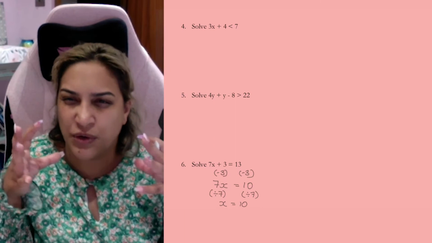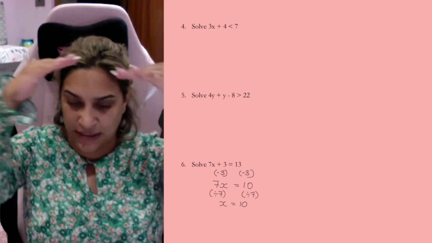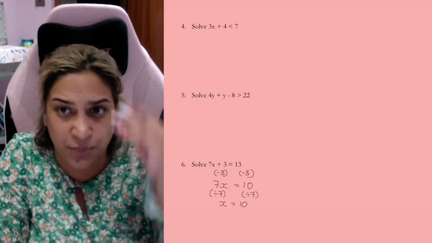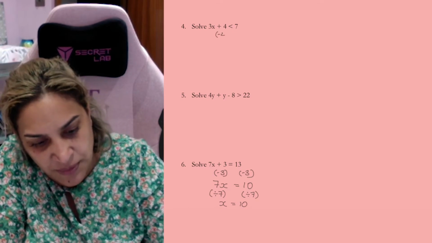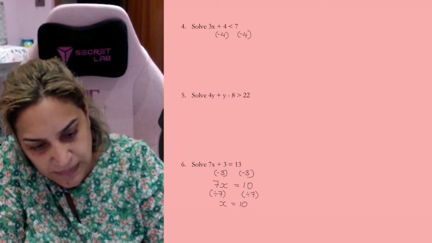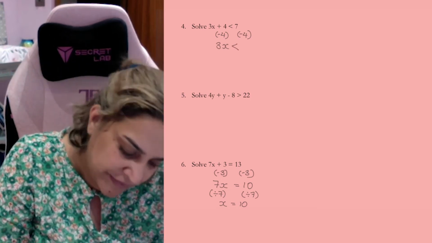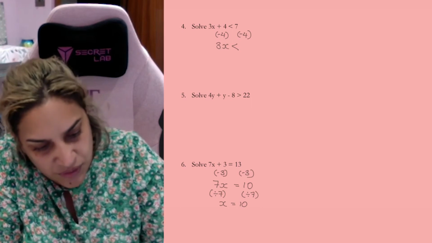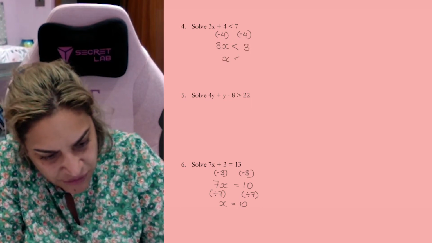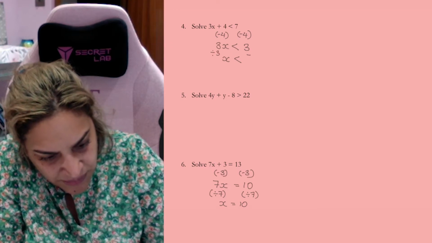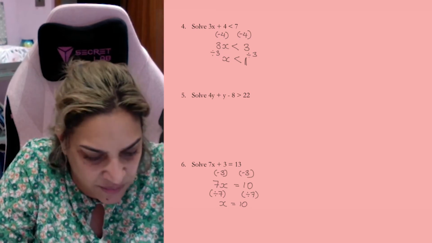So with the inequality one, you pretend like the less than sign is an equal sign and you just follow it down, right? So it's important to keep it underneath each other. So we're going to minus 4 from both sides. So we're going to get 3x is less than, so we've got 7 minus 4, 3, and then you're going to divide by 3, divide by 3, and you get x is less than 1. Right, so the next one.